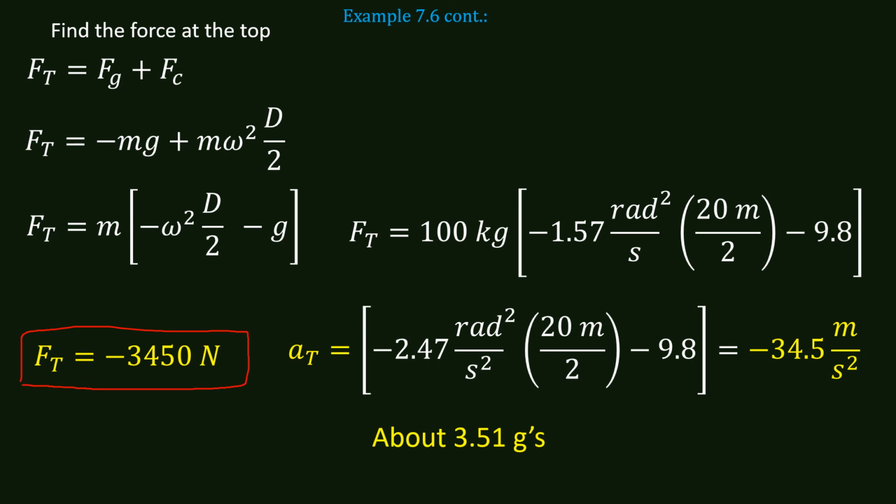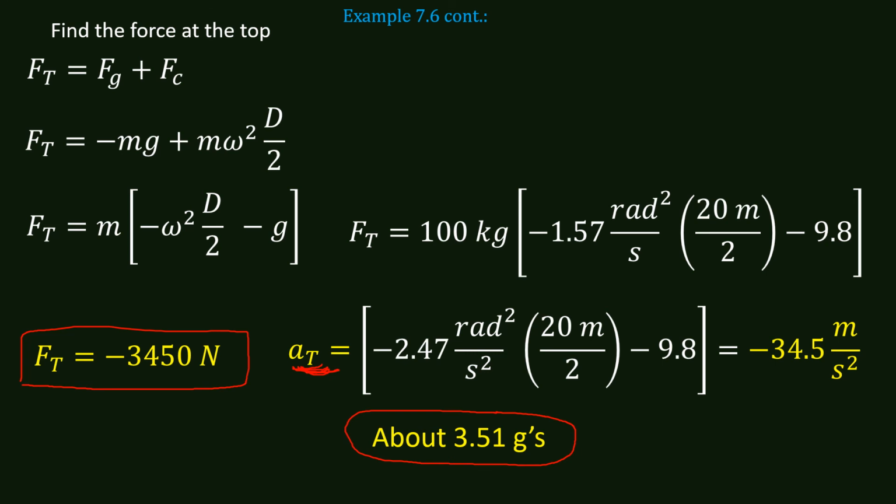And T here, even though it is standing for the top position, is about 3.51 G. So at the top, the rider is going to experience more G's. And these G's will be in the form of a negative 34.5 meters per second squared.